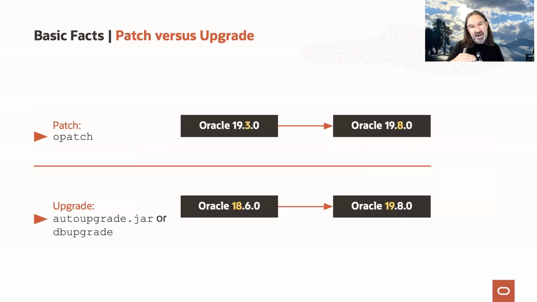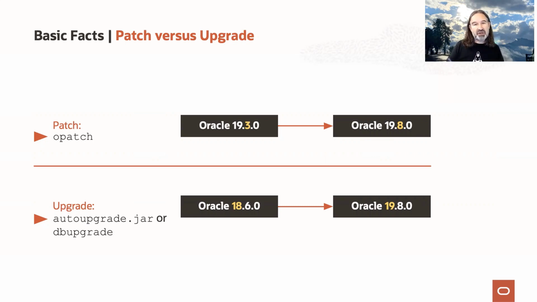And patch versus upgrade, a distinction up front. How do we differ that? When we apply a patch from the release numbering scheme, the first number stays constant. So 19 and 19 on both sides. Then it's a patch. It changes the second or the third number. Or it doesn't even change the number because you applied a one-off patch which has no effect on the number. So if you go from 19.3.0 to 19.8.0, that means we applied a patch.